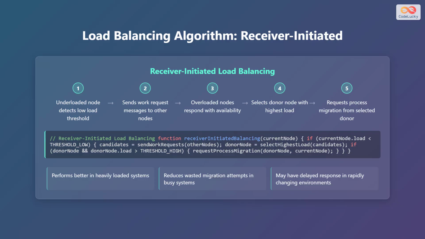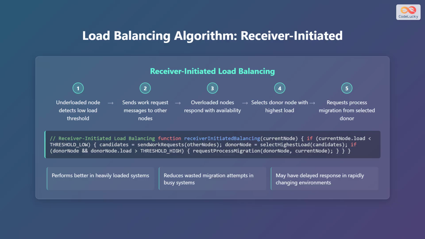Step 4. The underloaded node selects a donor node with the highest load. Step 5. It requests a process migration from the selected donor. Here is the pseudocode for the receiver-initiated load balancing algorithm. The function receiver-initiated balancing takes the current node as input.